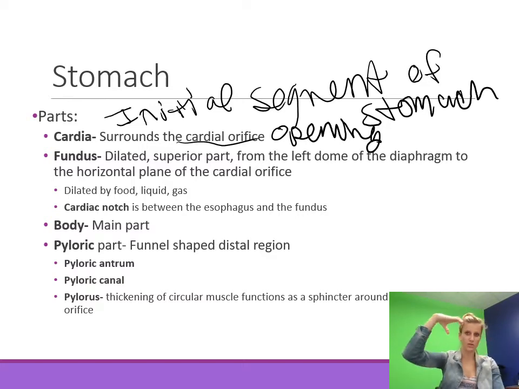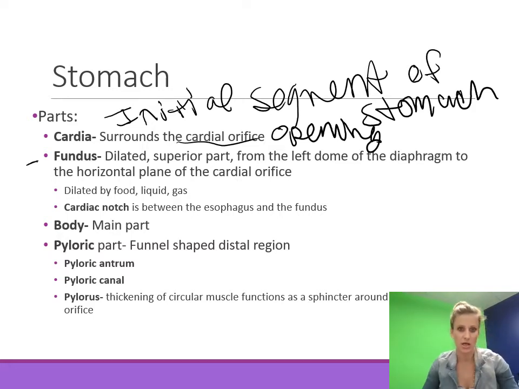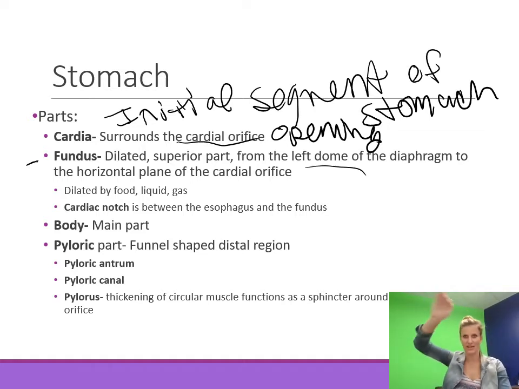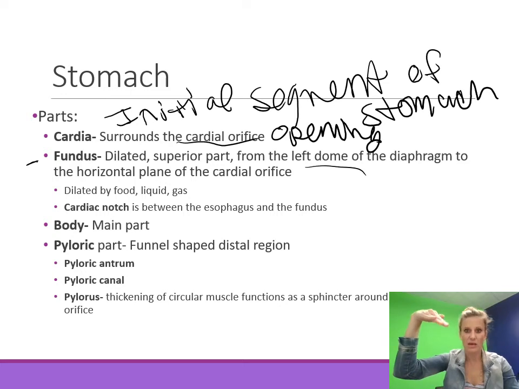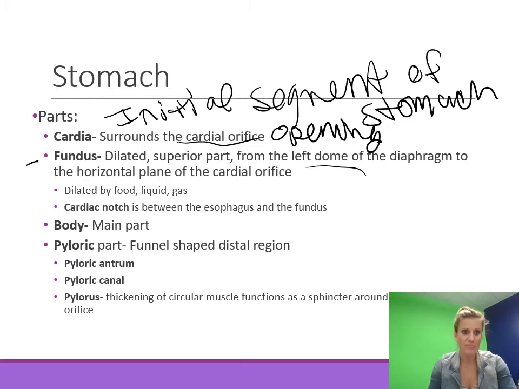Now, a kind of swollen dome or bulb on the top of the stomach is referred to as the fundus, right? So the dilated superior-most part. The fundus extends from the left dome of the diaphragm, the curved part of the diaphragm on the left, down to the horizontal plane of the cardial orifice. So from the very top of the stomach down to the opening of the cardial orifice is the fundus. The fundus, again, is just kind of like an extra storage chamber or area. It can be dilated or it can swell by excess food or liquid or gas that can accumulate up in the area.